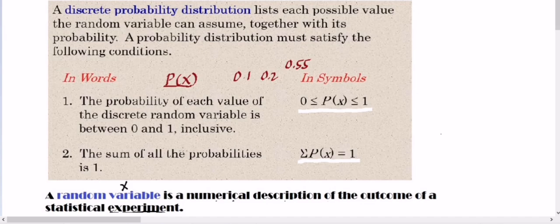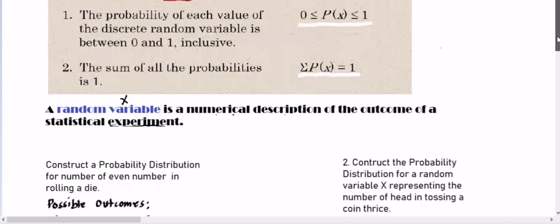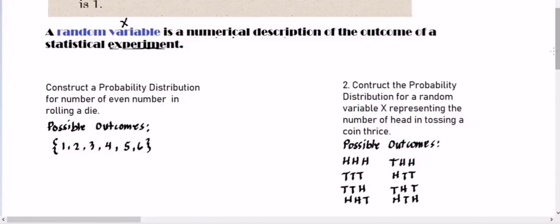Okay, para mas maintindihan ninyo, let us construct a probability distribution. So let us define random variable. Random variable is denoted as X. It is a numerical description of the outcome of a statistical experiment. So let us define what is experiment pagdating sa probability.